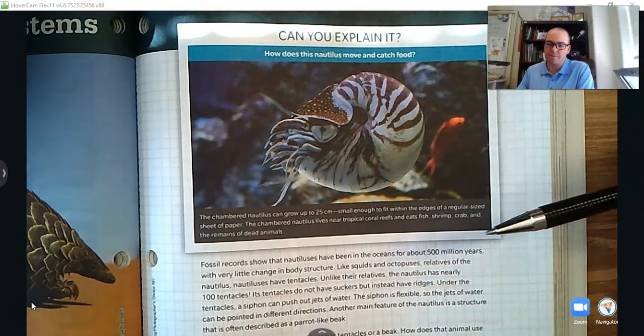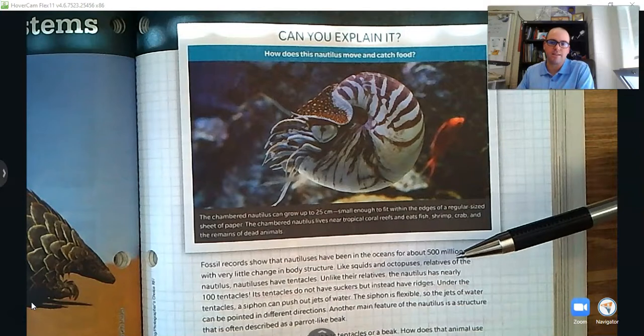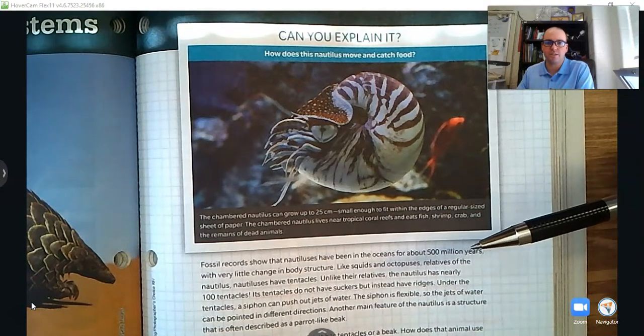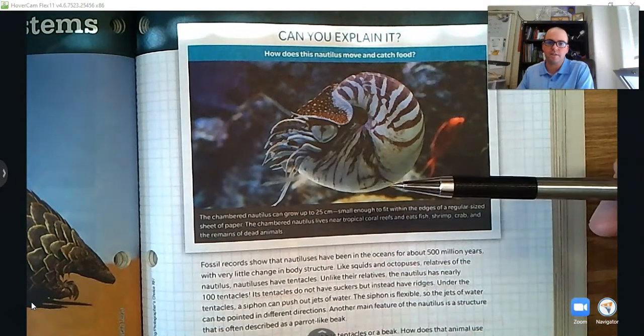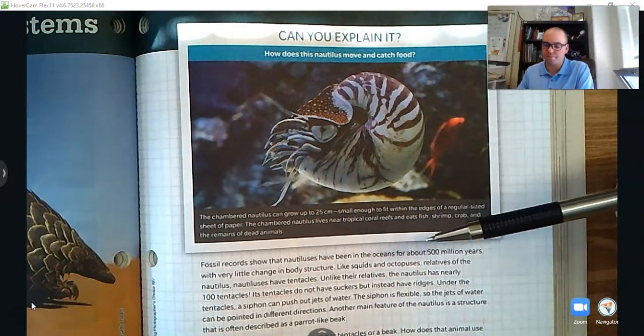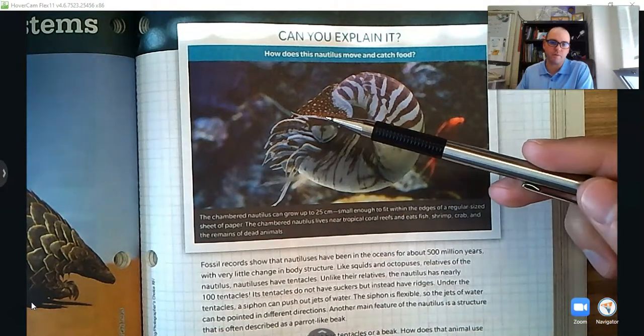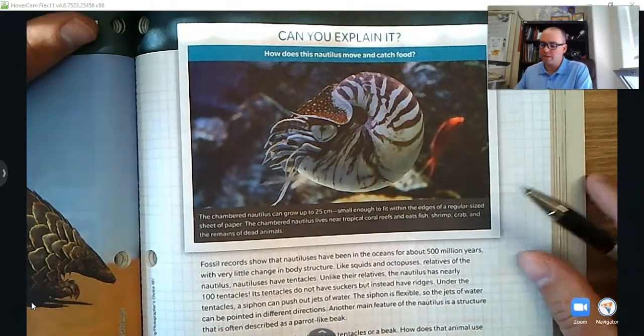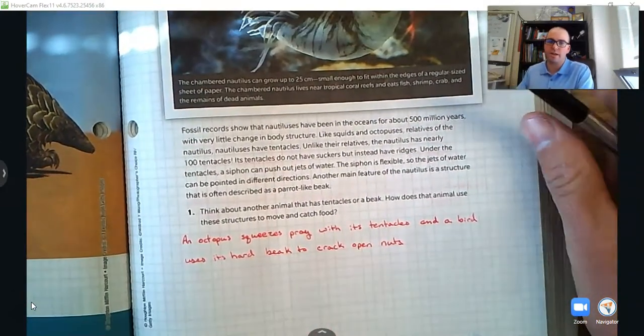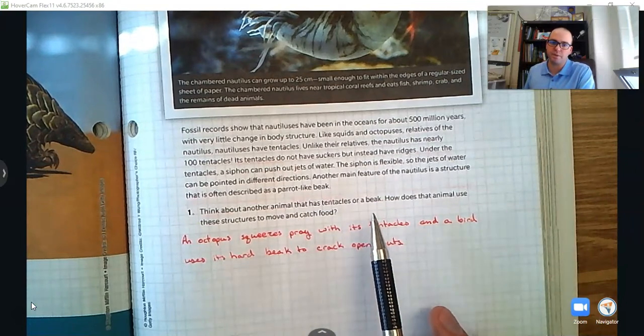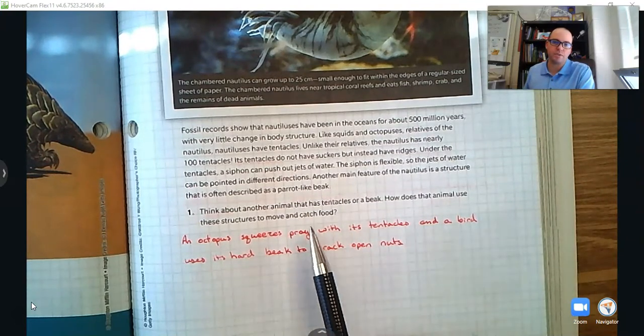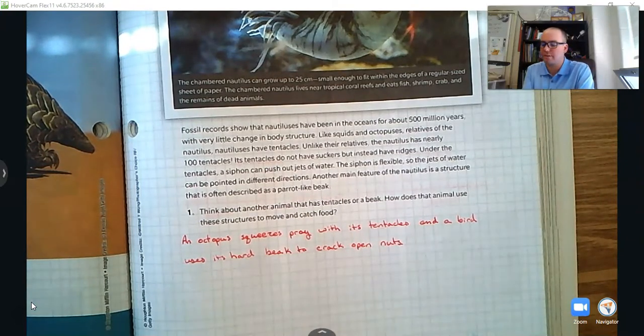The tentacles, however, are a little bit different than, say, an octopus. An octopus has suckers on its tentacles, and the nautilus doesn't have those suckers, they're kind of ridged. And there's a lot of them. Some of them have over 100 different tentacles. So if we think about other animals that have tentacles or a beak, how does the animal use these structures to move and to catch food?